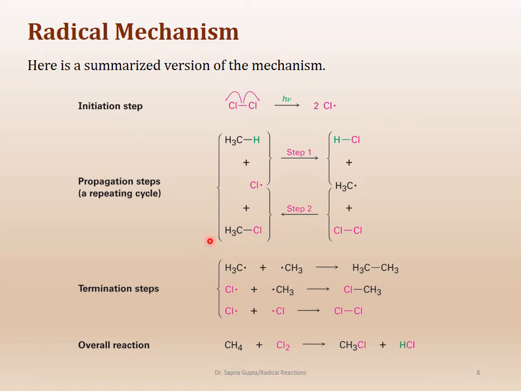In any case, after the propagation steps are the termination steps. In the termination steps, you can take any two radicals that you have written out here in initiation and propagation and combine them to give whatever compounds are forming. Again, remember, in propagation steps you must have a free radical in the products. In termination, you cannot have any free radicals in the product. So here is the overall reaction written out, and there should be energy on the arrow, and this gives you chloromethane. We will talk more about this reaction later on.